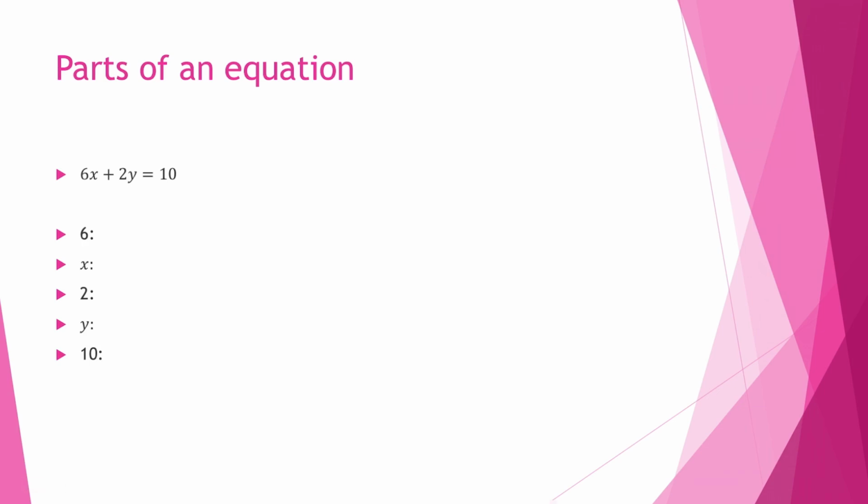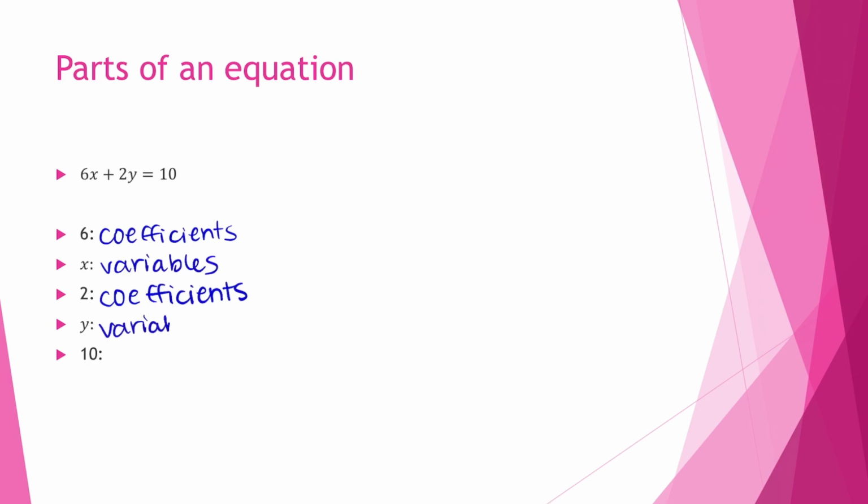So let's actually go over that a little bit more. So 6 and 2 in this case, so I have 6x plus 2y equals 10. These are both called coefficients. And you'll see this word a lot. Coefficients mean the amount of times you see that variable. X and y are both variables. And then 10 is the solution, I guess. It's what it all equals to.